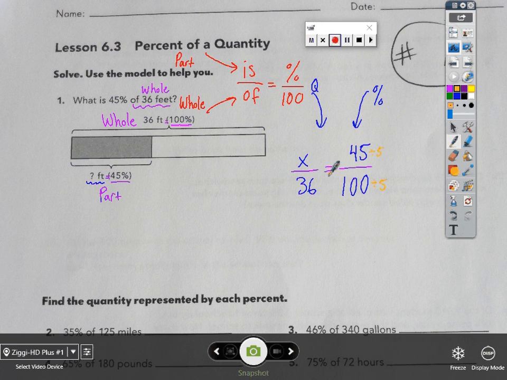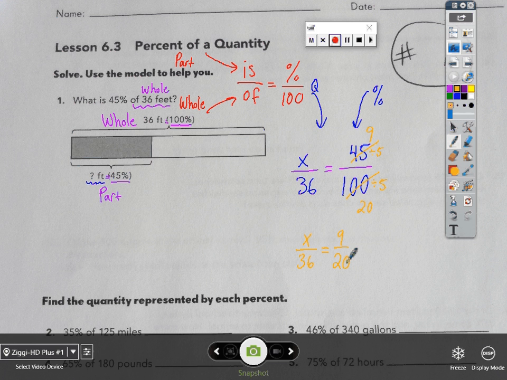Okay, there's a song that says, first use your eyes and ears, then we use our feet. So let's start here. 5 goes into 45 9 times, and 5 goes into 100 20 times. I really might want to do a rewrite step here. So I have not simplified my original fraction of x over 36, but I do have a simplest form of the fraction on the right. It says 9 over 20.